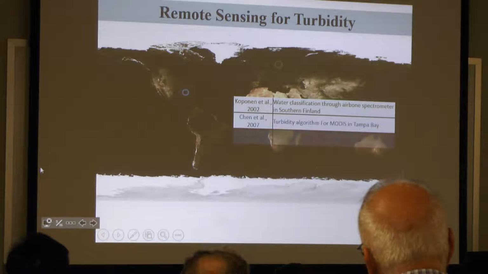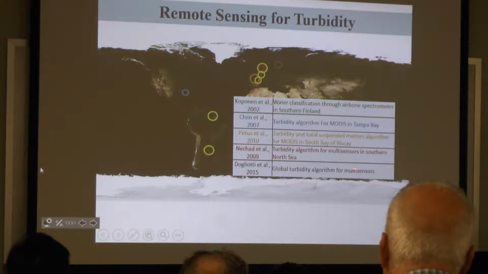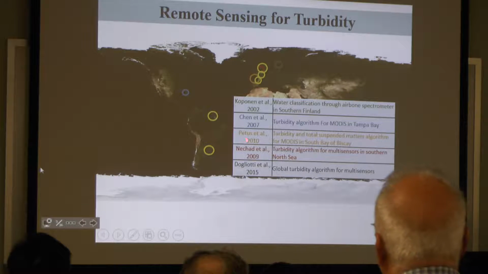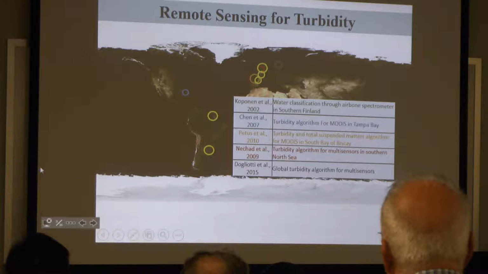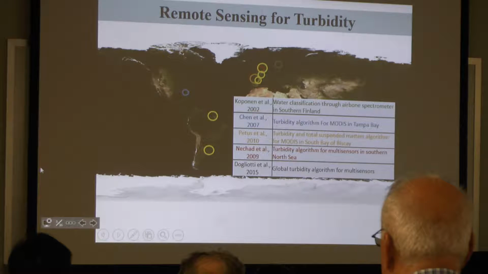In 2009, Nechad et al. published the first multi-sensor turbidity algorithms. Following their work, Dogliotti et al. in 2015 published a turbidity algorithm for global and multi-sensors. The image above references some results. Other studies have covered the other oceans. But so far, all of these turbidity algorithms are calibrated in the daytime, and no nighttime turbidity algorithm is provided. We have many observations in the daytime, but we have no data in the nighttime.